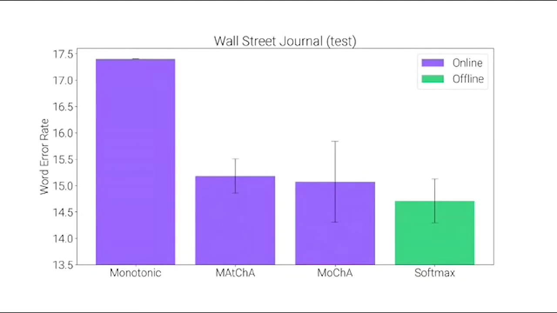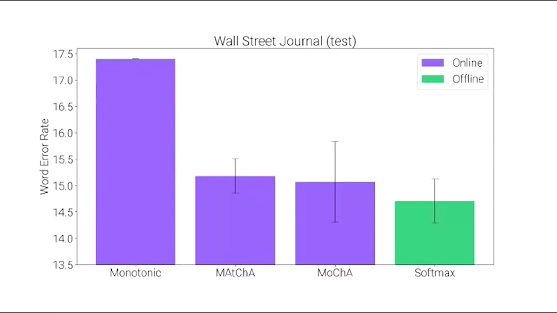Turns out it does quite a bit. Here we're showing results on Wall Street Journal again, and you can see that MACHA and MoCA both close much of the gap between monotonic attention and softmax attention. There seems to be a trend that softmax attention does maybe a little bit better, but it's hard to measure due to the variability in these results. The error bars show the standard deviation for 4 trials, and none of MACHA, MoCA, or softmax are significantly better than the other in the trials that we ran.